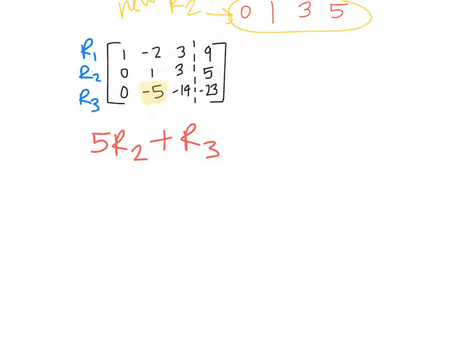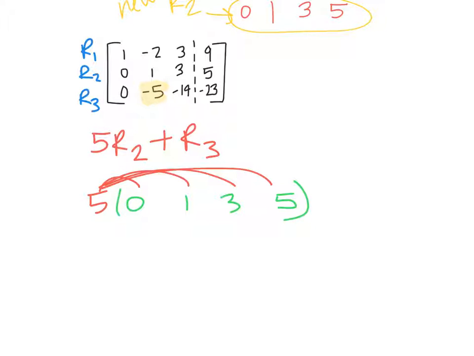So row 2 is the numbers 0, 1, 3, and 5. And I need to multiply it by 5. So I'm going to distribute that out. And we get 0, 5. 5 times 3 is 15. 5 times 5 is 25.